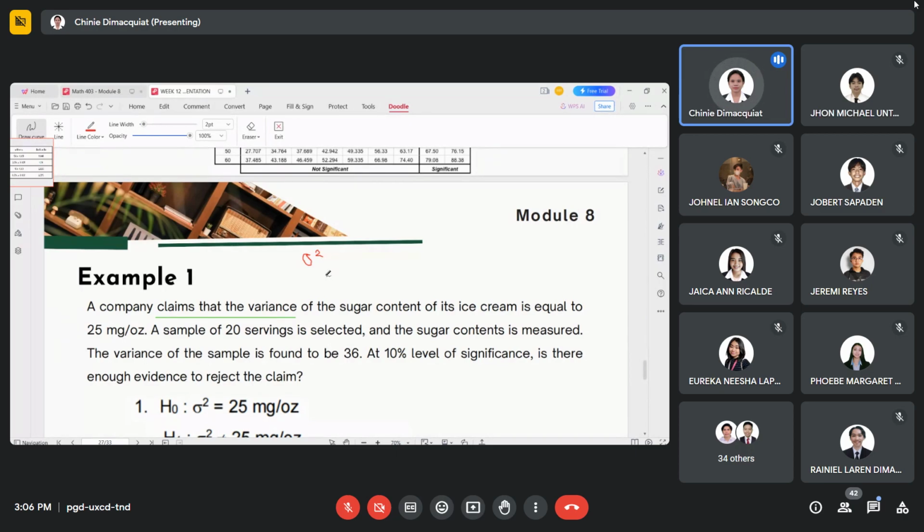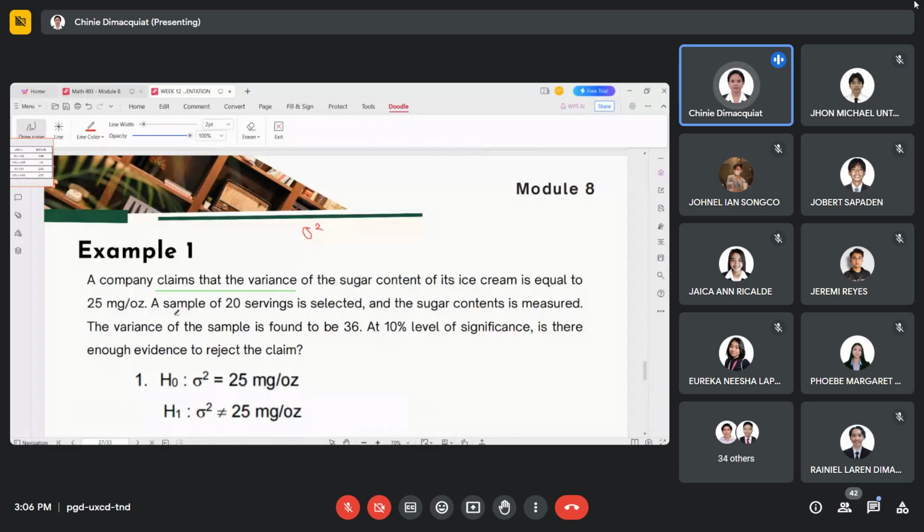Ayan. So, a sample of 20 servings is selected and the sugar contents is measured. So, the variance of the sample is found to be 36. At 10% level of significance, is there enough evidence to reject the claim? So, ito yung ating una. So, meron tayong ito.